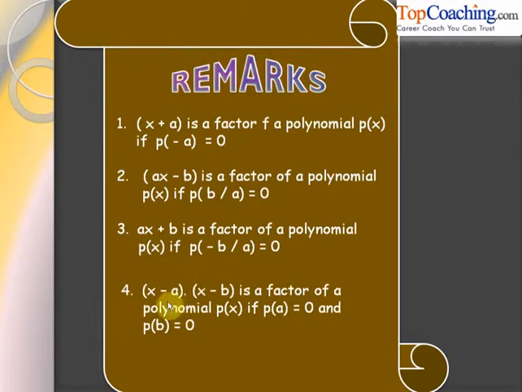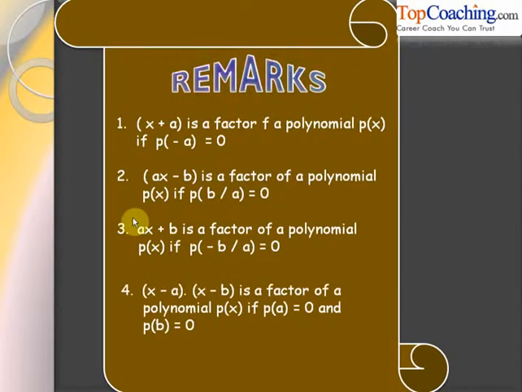The fourth is x minus a into x minus b is a factor of polynomial p of x if p of a is equal to 0 and p of b is also equal to 0. So this says that x minus a into x minus b is a factor of p of x if p of a is equal to 0 and also p of b is equal to 0.